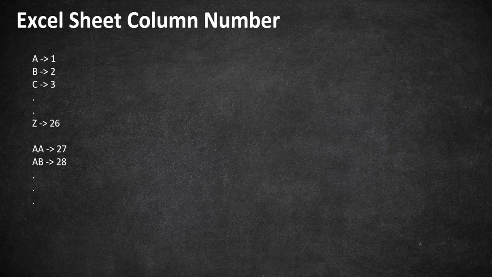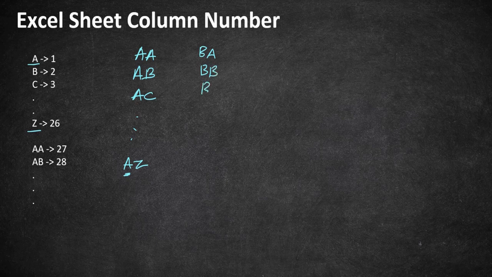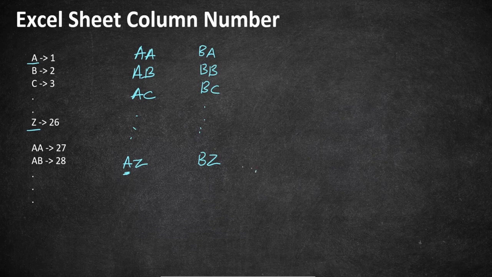Let's consider the pattern of how the Excel sheet alphabets are numbered. As we know, starting from A to Z, the numbers are going to be 1 to 26 correspondingly. But after Z, the column titles start appearing like AA, AB, AC, and so on till AZ. Once this is done, it is going to start with BA, BB, BC, and so on till BZ. This goes till ZZ.